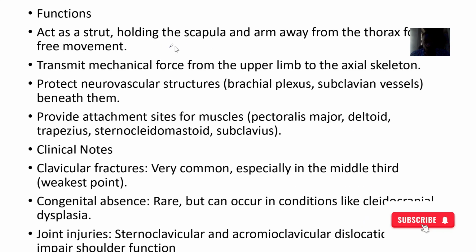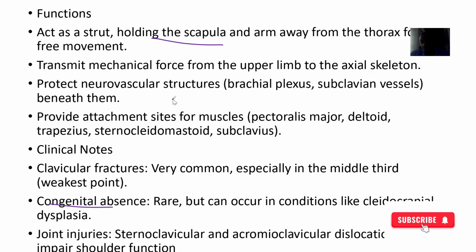The function is actually as a strut. It holds the scapula and the arm away from the chest, so it stops your shoulders from coming together toward your chest. You could see that when it is absent, your shoulder and your chest come together, and they call that cleidocranial dysplasia. I'll talk about it. They also transmit mechanical forces from the upper limb to the axial skeleton.